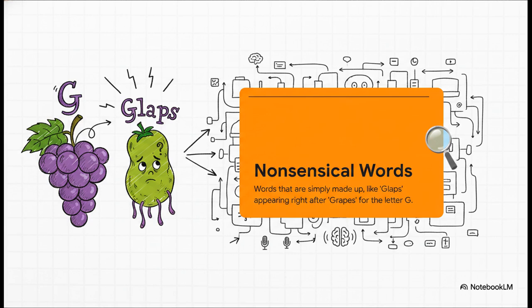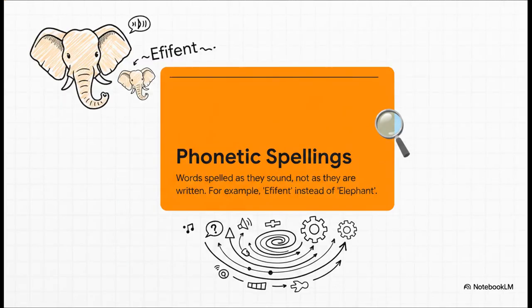And the sheer audacity here is what gets me. The song correctly sings G for grapes, and then, without missing a beat, follows it up with G for glaps. It's a word that does not exist, but is presented with all the confidence of a real one. It's amazing. Then you have these bizarre phonetic spellings. So for the letter E, you don't get elephant, oh no, you get effaphant. It's like they tried to spell it just by how it sounds, which is a pretty wild choice for a video that's supposed to be teaching kids the alphabet.